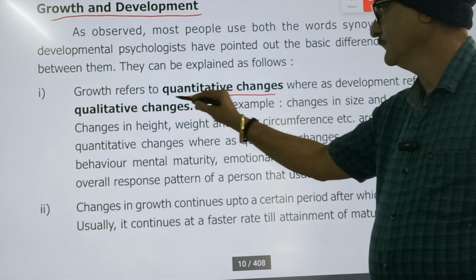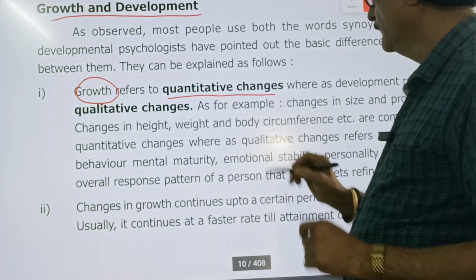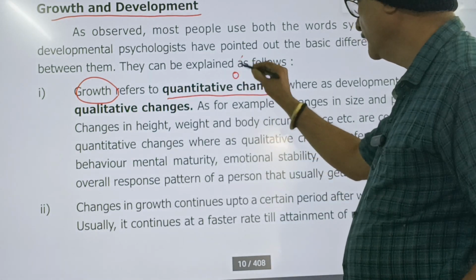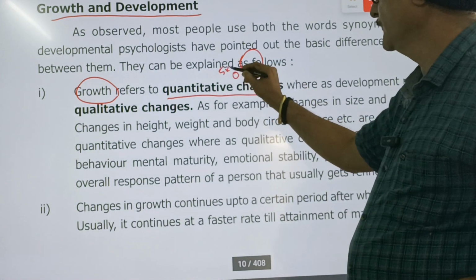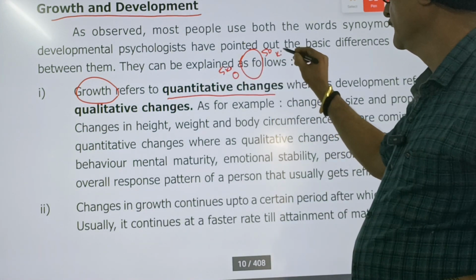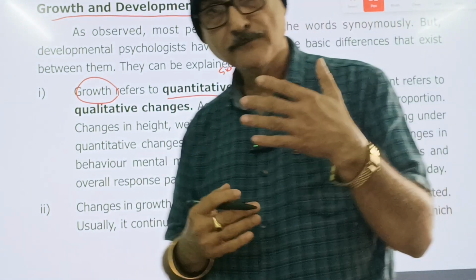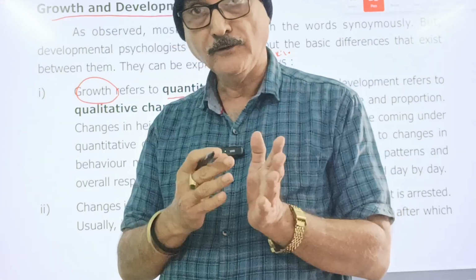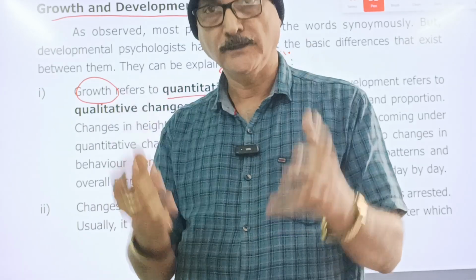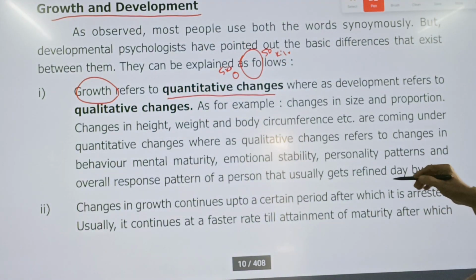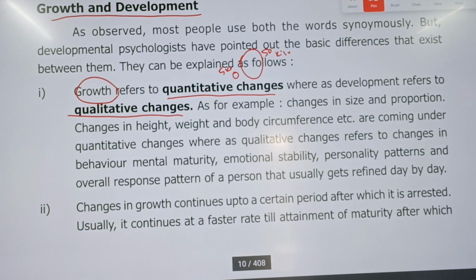Growth is quantitative. When you were born, you were a small child. Now you have become like this. This is growth. You were 5 kilos, now 50 kilos. Right? This shows the growth. But development of your mental ability along with the size of your body is development. So it is qualitative by nature. Development is qualitative by nature. Okay? Next.